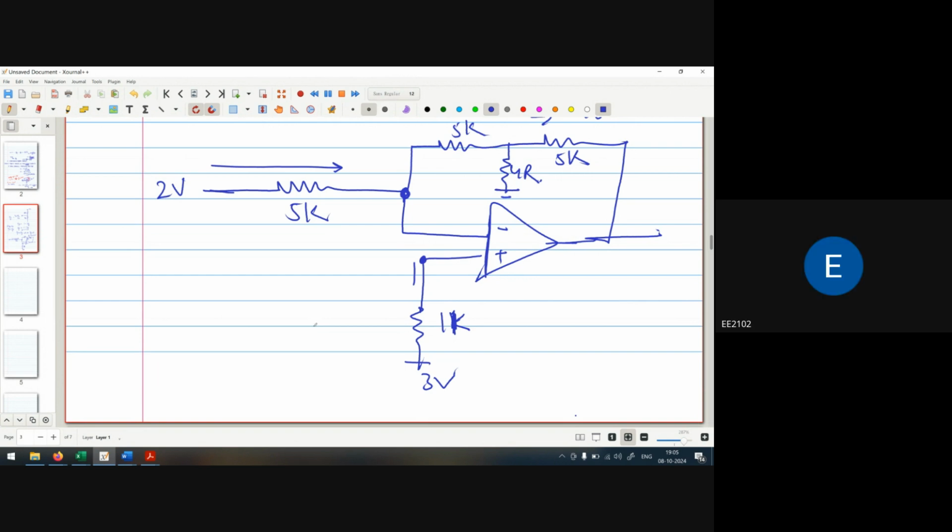Okay, so here you assume that 3 volt we are getting. Yes, because of the virtual ground concept, we are taking the voltage drop at this point as 0, so both voltages are the same. If this is 3 volts, can I take it as 3 minus 2 upon 5K? So the current is going in this direction and the current is going in this direction. That means the current is leaving.